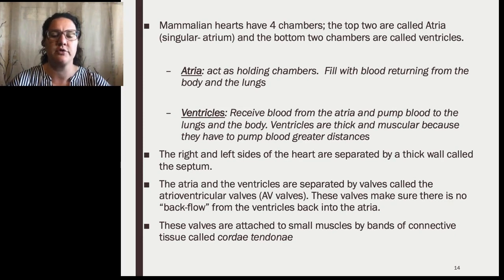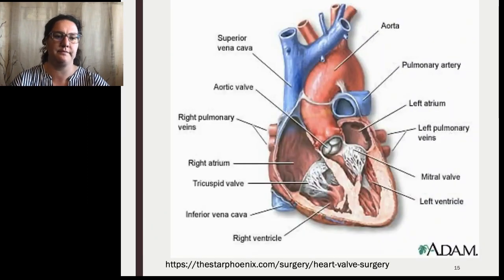The atria and the ventricles are separated by valves called the atrioventricular valves. So it's between the atria and the ventricles to make sure there's no backflow of blood from the ventricles into the atria. When the ventricles contract, we want that blood to be forced out of the heart to the body versus going back up into the atria. And then these valves are connected to small muscles by tissue known as the chordae tendineae.